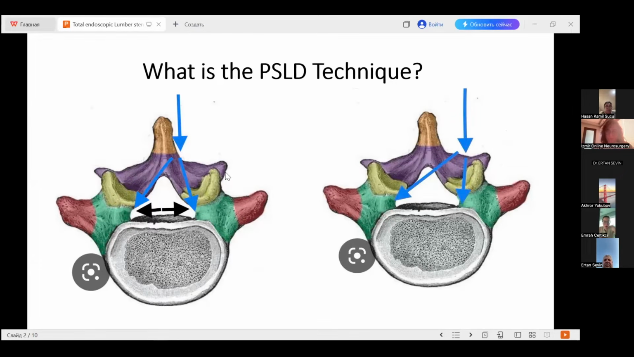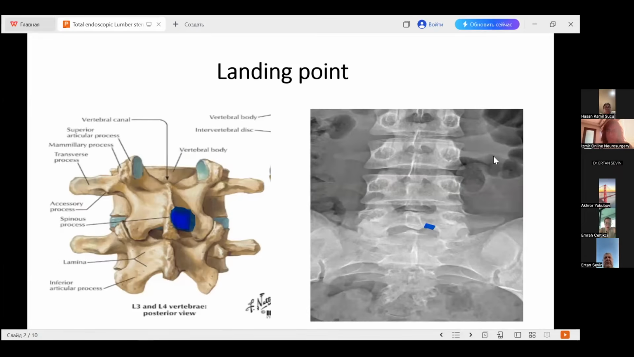In my surgery, there is no facet damage. That's why this technique is becoming more popular. This is also on the X-ray. When you start interlaminar surgery, you should look at the AP view X-ray. It can help you.